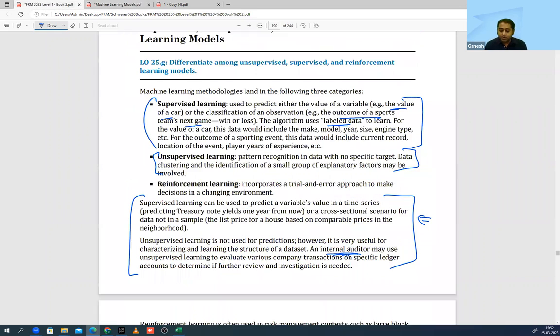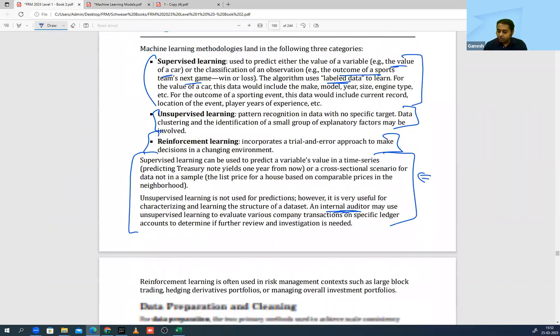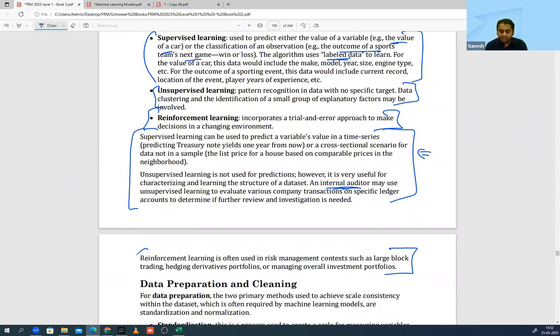I would request you guys to read this paragraph and also look at this last paragraph. Then we'll move towards the data preparation and cleaning. All good? This chapter is easy. Not much trouble.